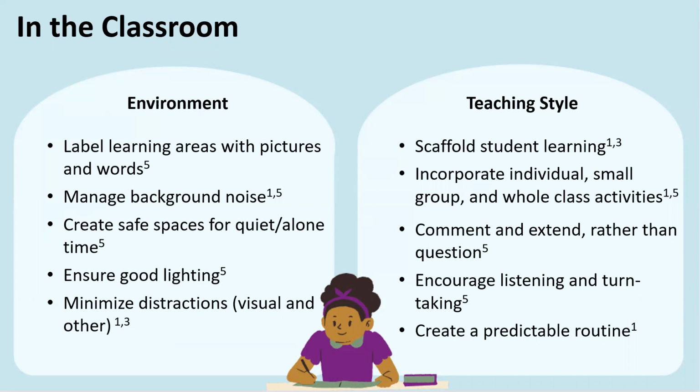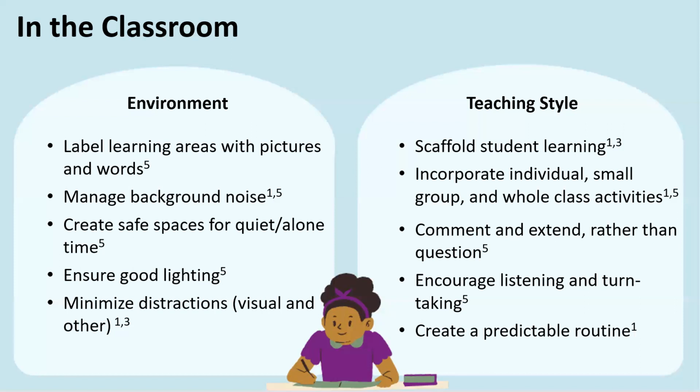One useful strategy is labeling different areas and resources in your classroom with words and pictures. For example, you can label your reading nook and the computer area in your classroom. It is also important to monitor the level of background noise in the classroom and intervene when it becomes too loud. Creating a safe space in the classroom, like a small tent or secluded corner, is also a great way to incorporate universal design and differentiated instruction. This safe space should be a common, quiet area that students can access as needed.